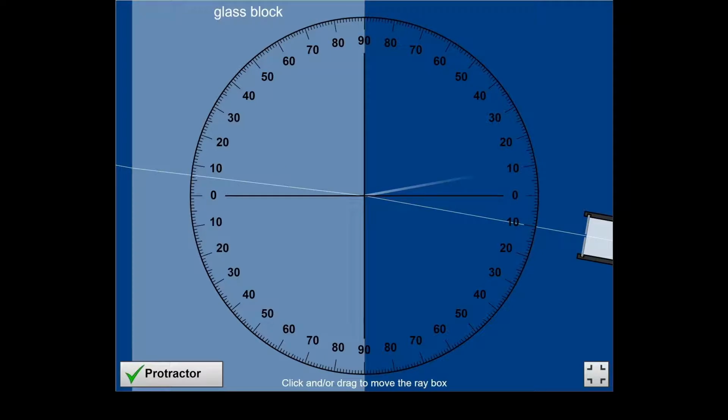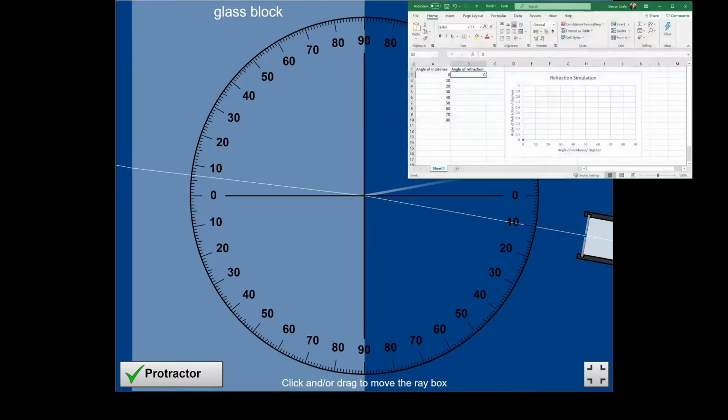So I'm going to say that this result is 6.5, with my uncertainty being 0.5 for every measurement all the way around the protractor. Okay, so let's put that result in. 10, 6.5.